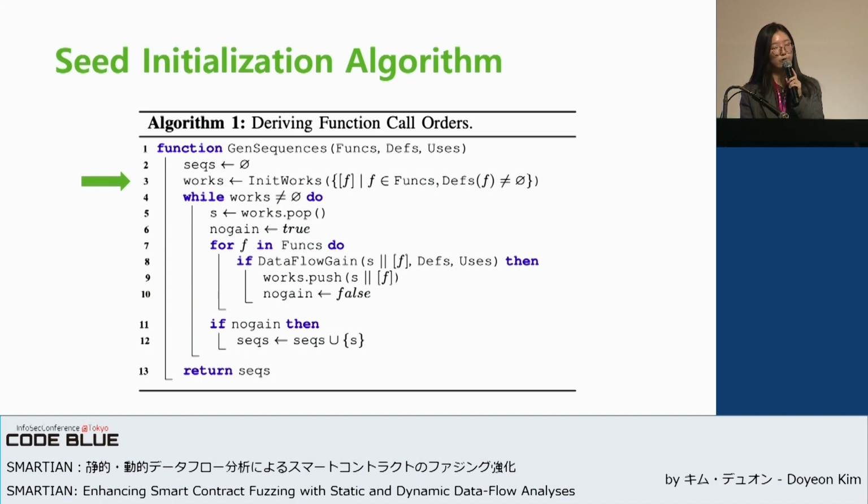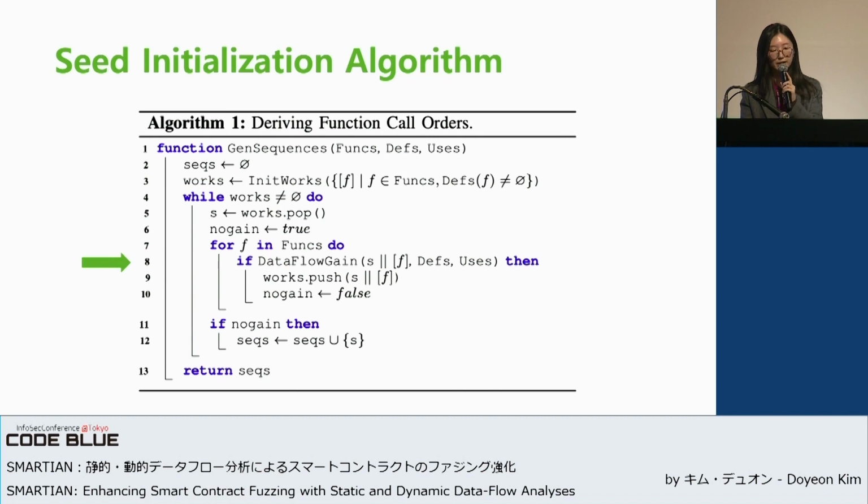In line 3, we initialize the work list with a singleton sequence containing each function in funcs. We ignore functions that do not define any state variables as they cannot affect the persistent state. Next, we pull a sequence S out of the work list and create new sequences by appending each function in funcs to S.